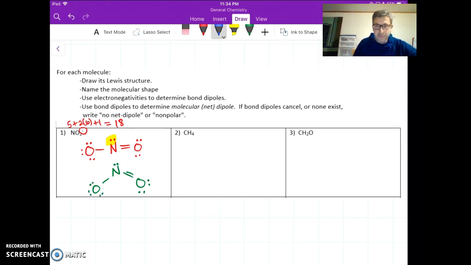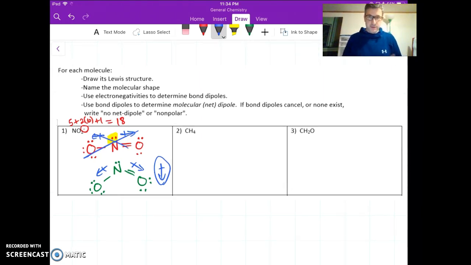So if I draw the dipoles now, they're not going to cancel completely because I have one that's going down and to the left and one that's going down and to the right. And so the overall result is just down. That's my molecular dipole. If I left it looking linear like my original one, then it would look like they cancel. So I don't want to leave it linear like that. As soon as I realize that it's bent, I need to redraw it bent.